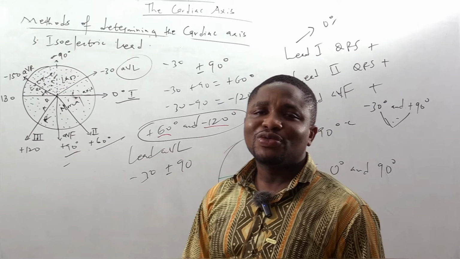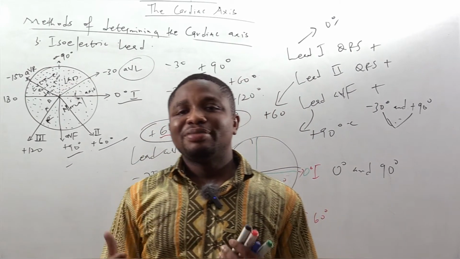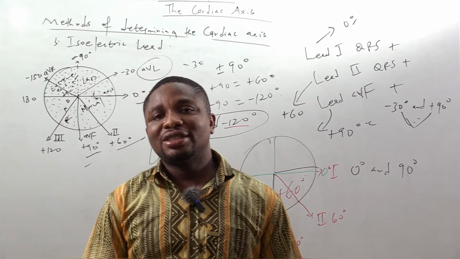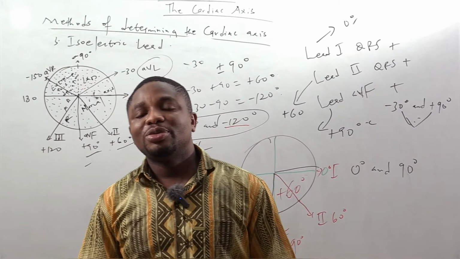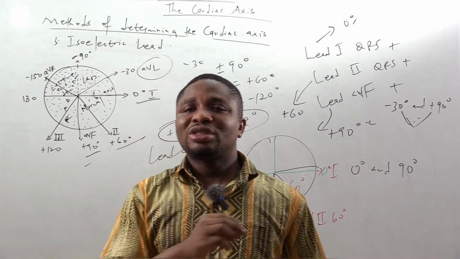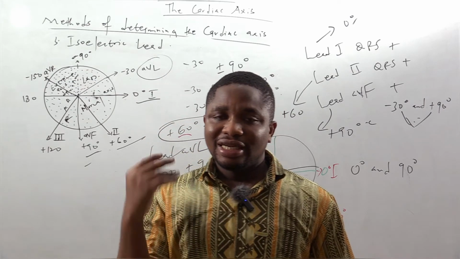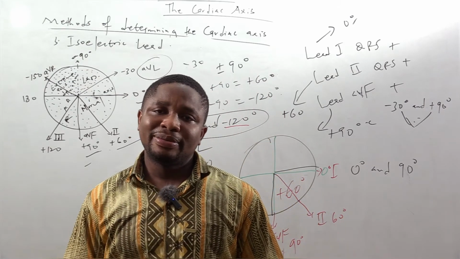I believe you've gotten an understanding. I know this particular third method is a bit complicated, so it is usually advisable that you stick with either the first or the second one. I'm going to be showing you a simpler way to also arrive at the cardiac axis. Let's have a look at them.